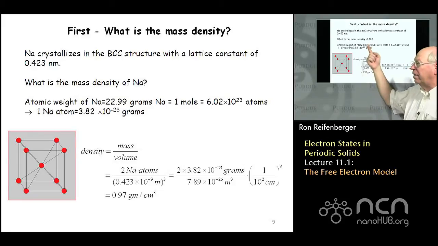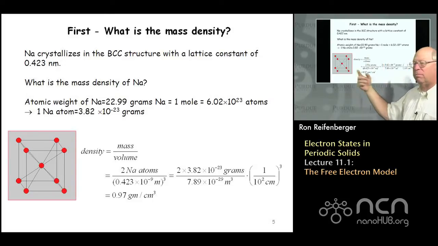So we can look up the atomic weight of sodium; the chemists provide us with that information. It turns out sodium is about 23 grams for 1 mole. 1 mole contains Avogadro's number of atoms. So that allows us to calculate the mass of one sodium atom. It's about 3.8 times 10 to the minus 23 grams.